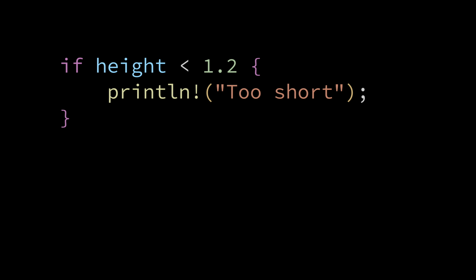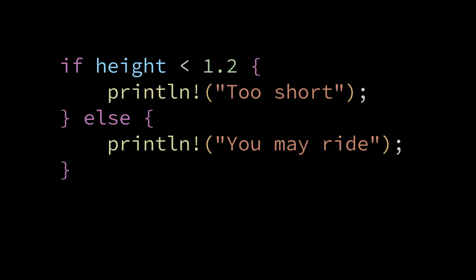Okay, let's do conditionals. Unlike C, the condition does not need to be surrounded by parens. The condition expression must evaluate to a bool, which of course the comparison operators do. And the curly braces around the body of the if are required. They're not optional like in C. Of course, you can add an else block that executes if the condition is false.